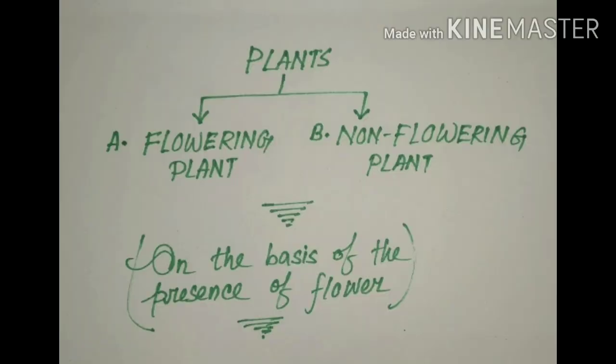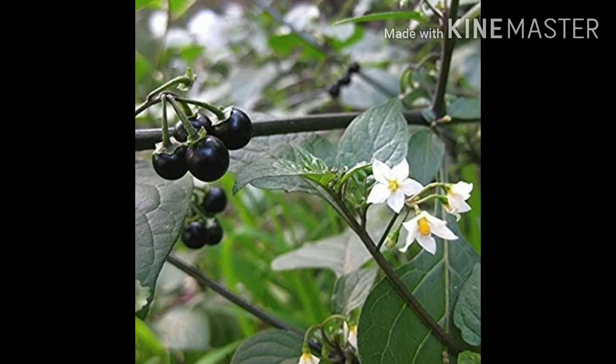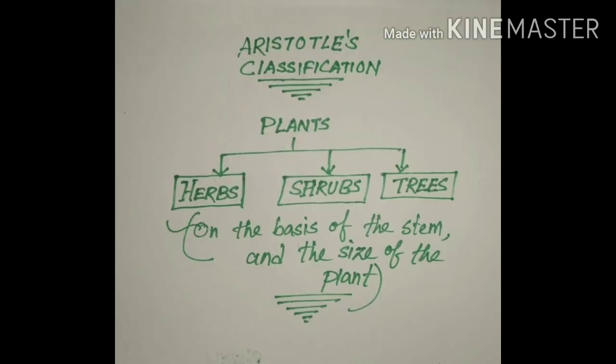As we all know, plants are basically divided into two groups: flowering and non-flowering. Non-flowering plants do not produce flowers. They reproduce by spores. On the other hand, flowering plants produce flowers.